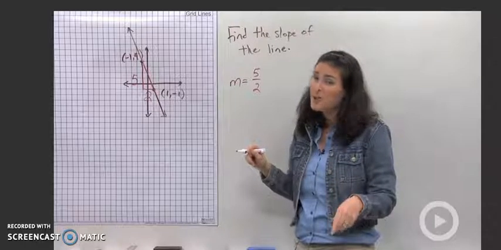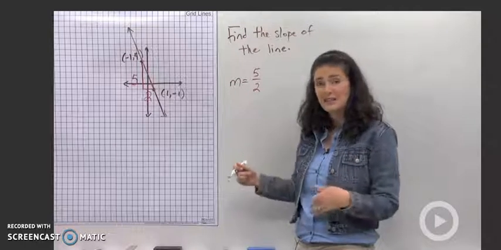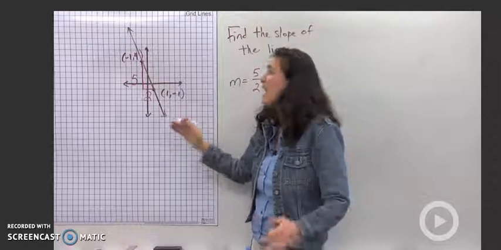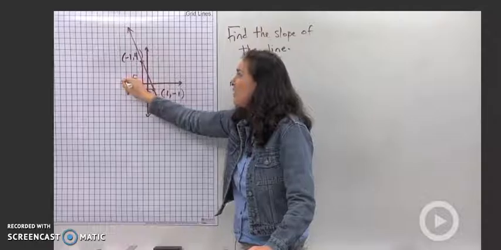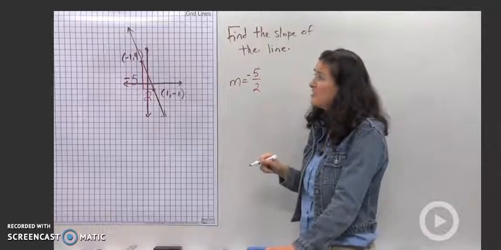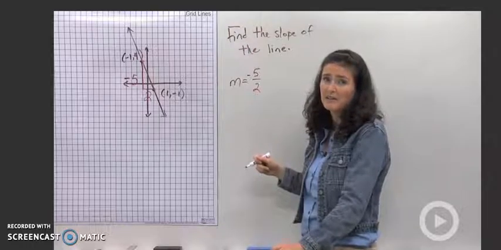One last thing to be really careful with, though, is remembering the positive or negative direction. Since this line is decreasing, and you could think of it as since I counted down 5, I'm going to make that a negative slope, like that. The slope of this line is negative 5/2.